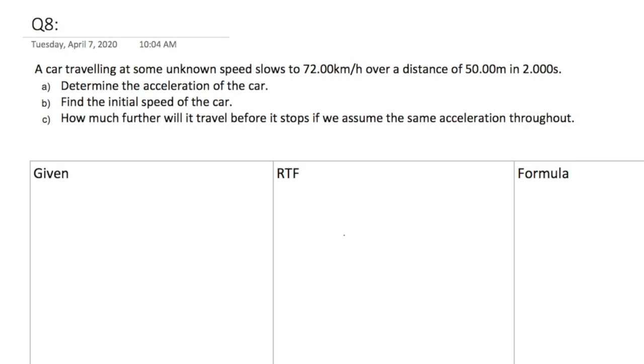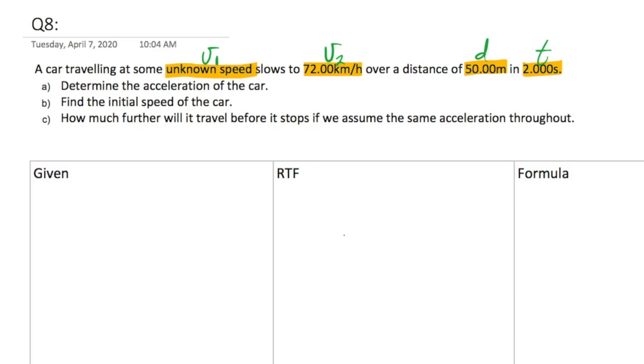So let's read it. A car traveling at some unknown speed. So this is important. A car traveling at some unknown speed slows to 72 kilometers per hour. The big idea is this is some unknown initial speed, and this is a final speed, over a distance of 50 meters in 2 seconds. So we know that this is how far it traveled, and this is how long it traveled for.